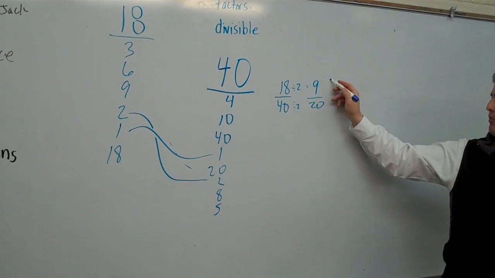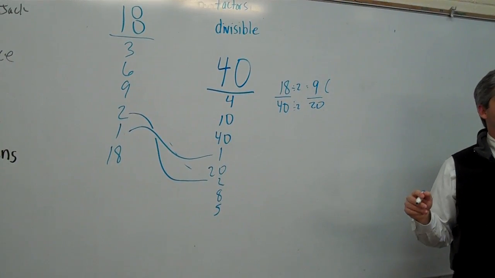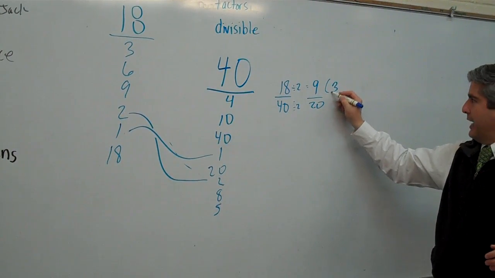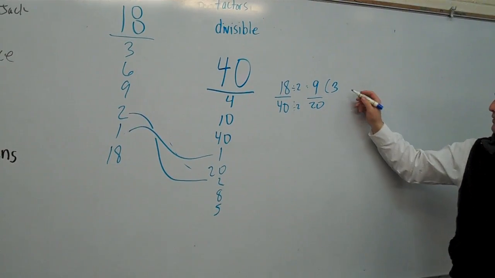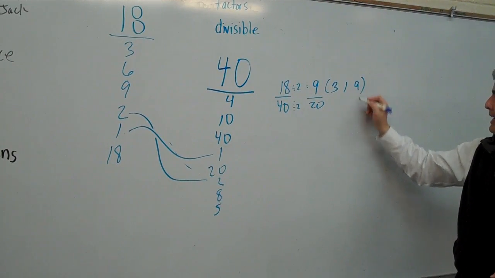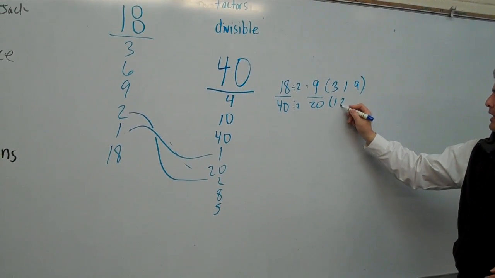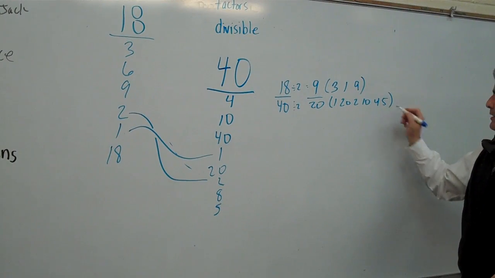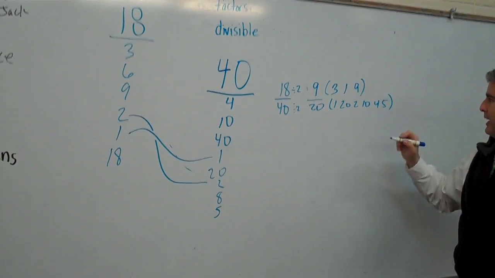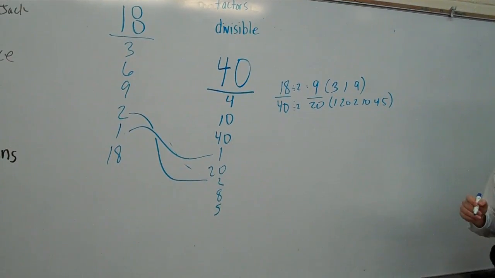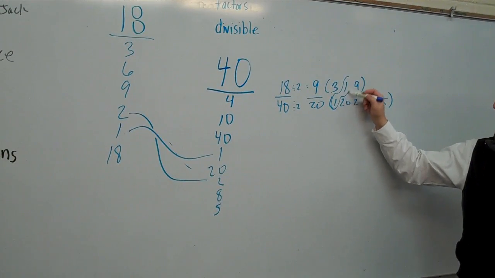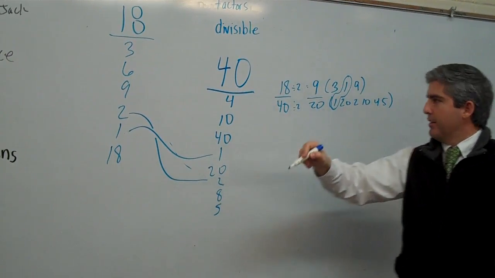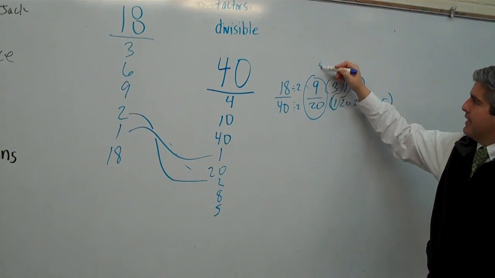What are the factors of 9? Give me a multiplication problem that equals 9. Elena? 3 times 3, right? So that's a factor. Lauren? 9 times 1. So 1 and 9, and that's it. For 20, we've got 1 times 20, 2 times 10, 4 times 5. So what's the only common factor? 1. If the only common factor is 1, you, my friend, are done. So 9 20ths is in simplest form.